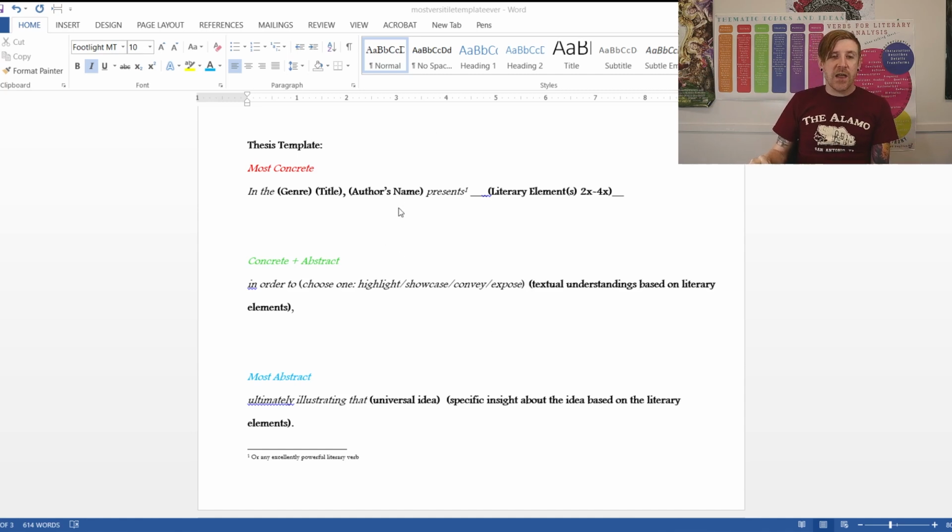So we've got the language spectrum in this thesis here, and it will outline everything that you need to do in your paper. What's also nice is that these first two parts, the concrete and the concrete plus abstract, deal with your thesis and body paragraphs.